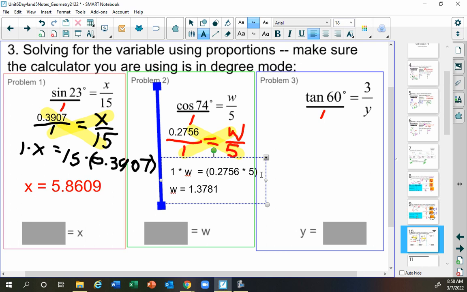Now, the last one. Here's what's going to happen. This one's going to be a little funny because after I did this problem, I realized, oh, this is probably not the best tangent value to use. You'll see why in a second.